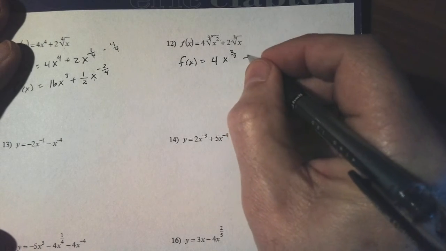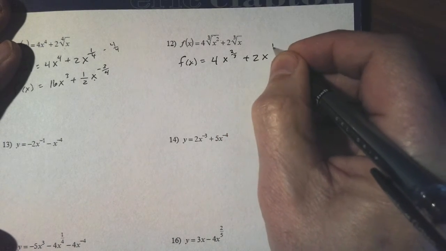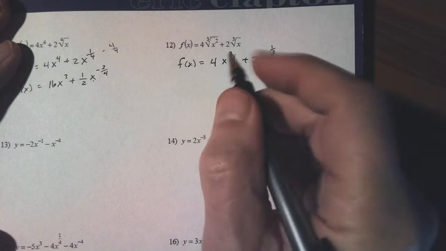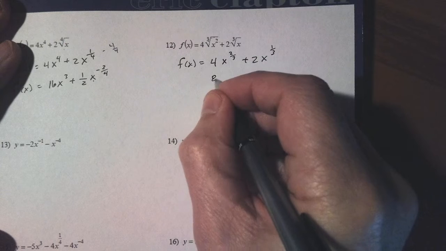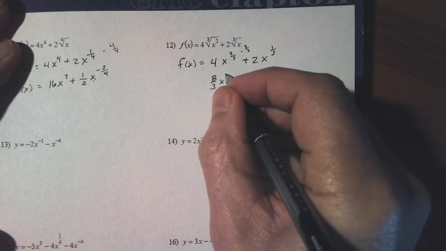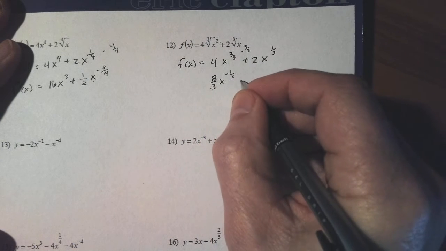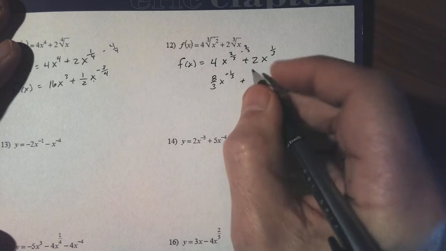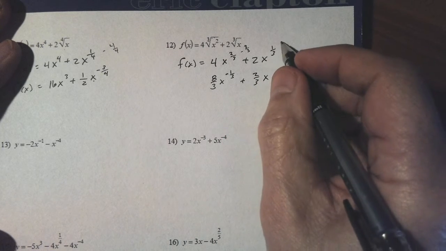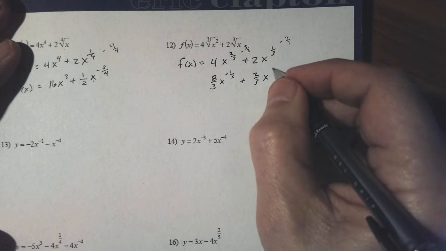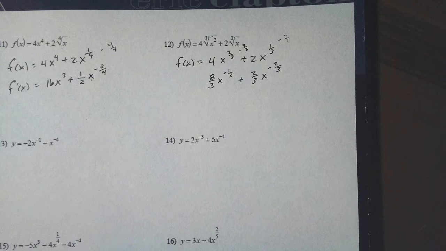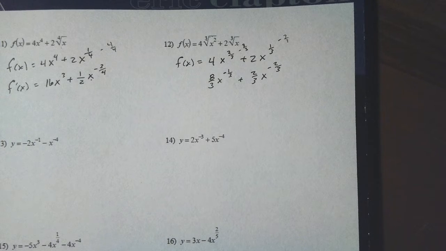Okay. Plus 2x to the 1/3, and we get 4 times 2/3, 8/3 x, subtract 3/3 from that to the -1/3, plus 2 times 1/3, 2/3 x, subtract 3/3 from that, and we get -2/3. Okay.